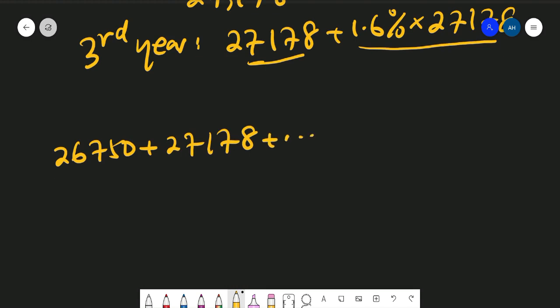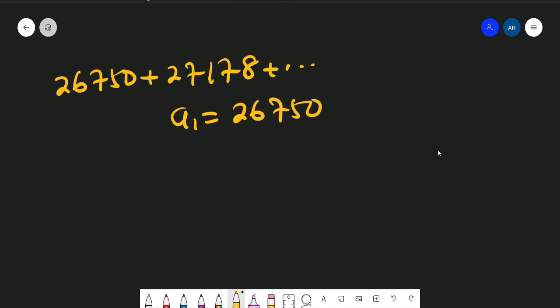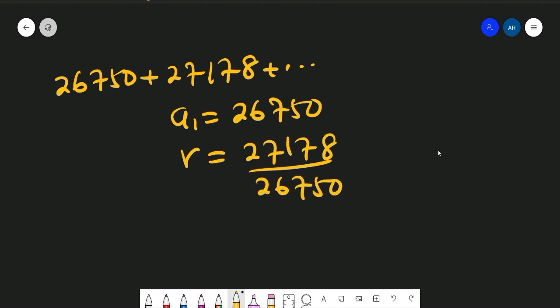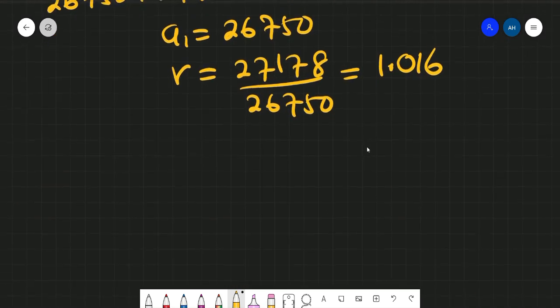All right. So our a1, the first term in this case, is 26,750. Now, our common ratio r is equal to 27,178 divided by the first year's earning, 26,750. If we divide that, we have 1.016. That will be the common ratio. Now the problem is asking us to find S5, the total earning at the end of the fifth year.